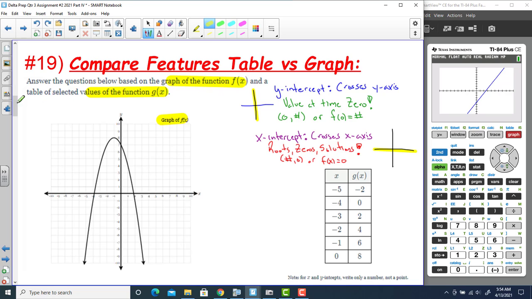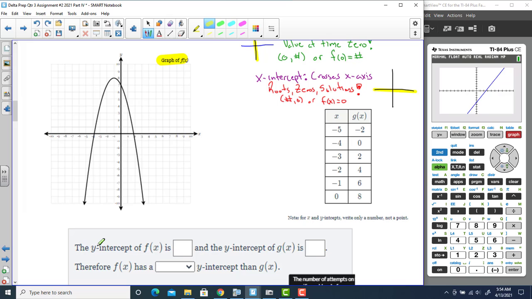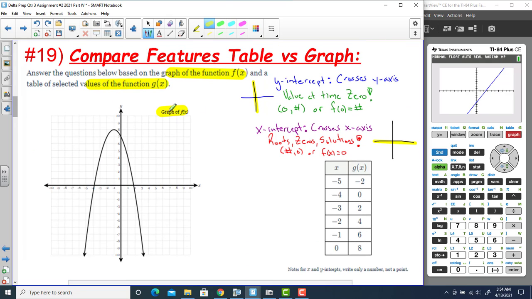It asks specifically in the drop-down box below to compare the y-intercepts of the function. Now, what you have to remember about the y-intercepts is that the y-intercepts are where the relationship crosses the y-axis. It's actually the values at time 0. So the values at time 0 can be identified as (0, some number), or f(0) equals, because we're putting 0 in place of x, the unit of time. So we want to know what does it measure at time 0.